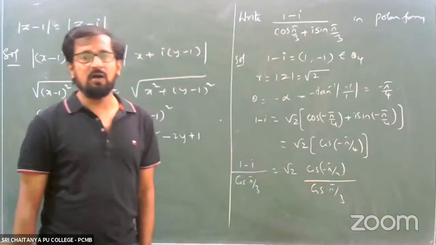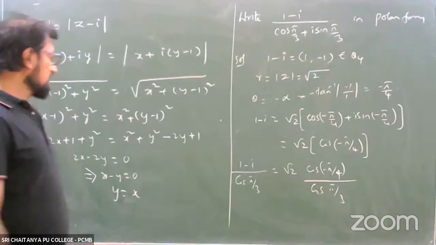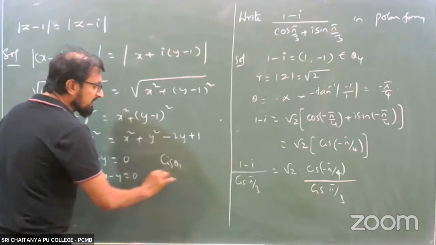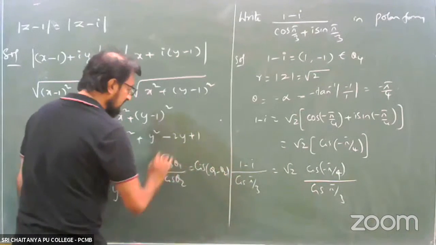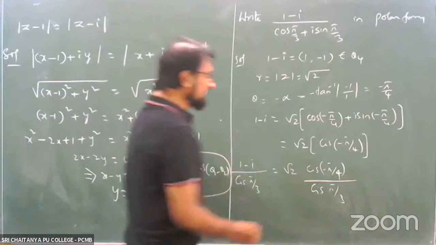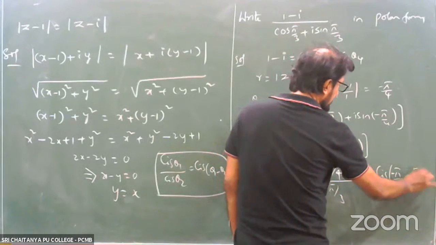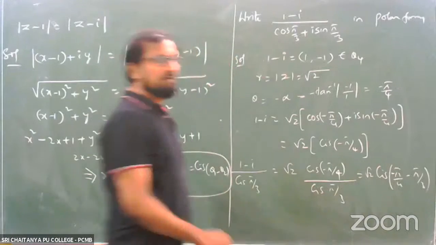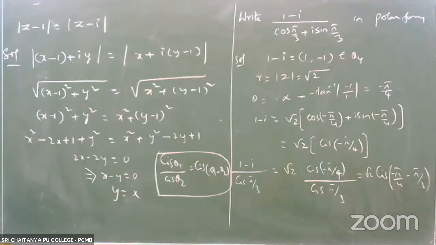We have one formula from the time of De Moivre's theorem. At the time of De Moivre's theorem, we said that cis theta 1 by cis theta 2 is equal to cis of theta 1 minus theta 2. Right? So we can write this as root 2 into cis of minus pi by 4 minus pi by 3. Simplify this one. Take LCM, 12 is the LCM, and it is minus 7 pi by 12. Root 2 into cis of minus 7 pi by 12 is the answer.